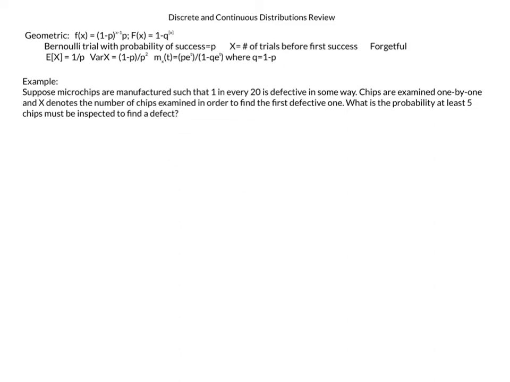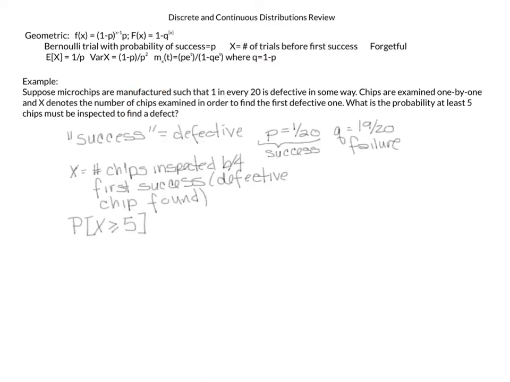Now that we've determined this problem is geometric, I put the formulas for a geometric distribution here, and I have the problem written down here. And I put my notes here that our success in this case is a defective chip is found, which is a funny way of defining success, but that's what we're looking for, a defective chip. So our probability of success is 1 in 20, and then often we use q here to denote the probability of failure, so that's 19 in 20.